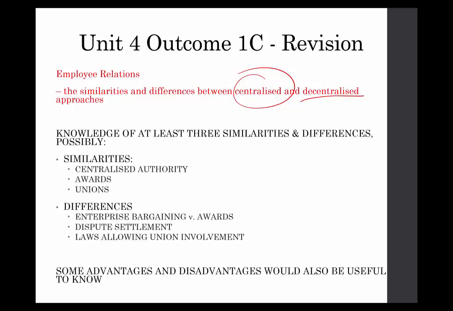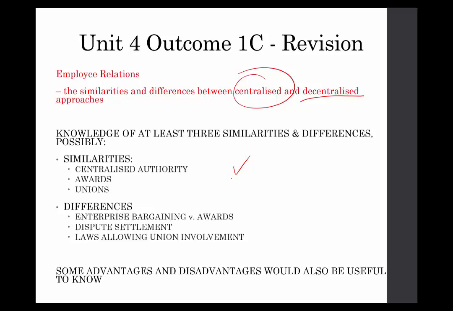So you must know or have knowledge of at least 3 similarities and differences. And you must be able to clearly distinguish these similarities and differences from each other. So the similarities might be that both have a centralised authority. Now, they have slightly different roles, but yes, both have a centralised authority: the Fair Work Commission in the current system, and the Australian Industrial Relations Commission, or the AIRC, in the old centralised system.